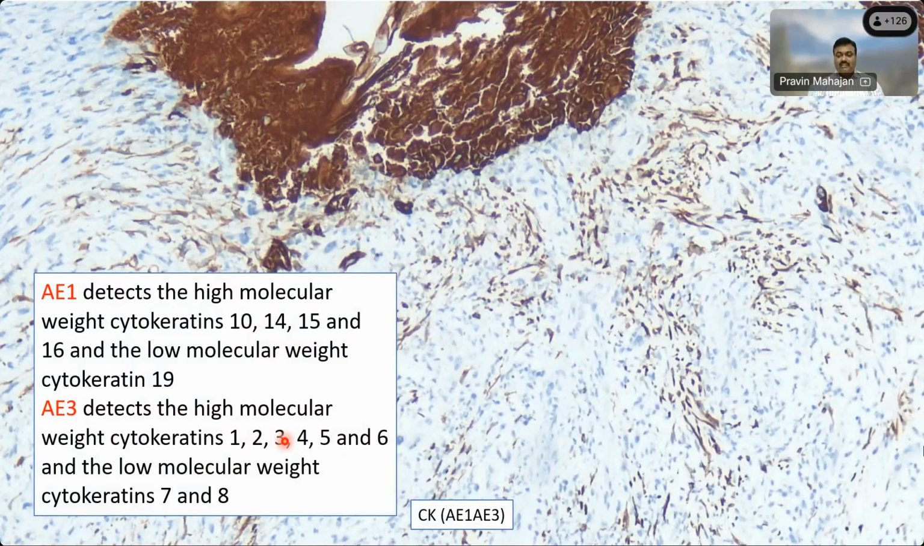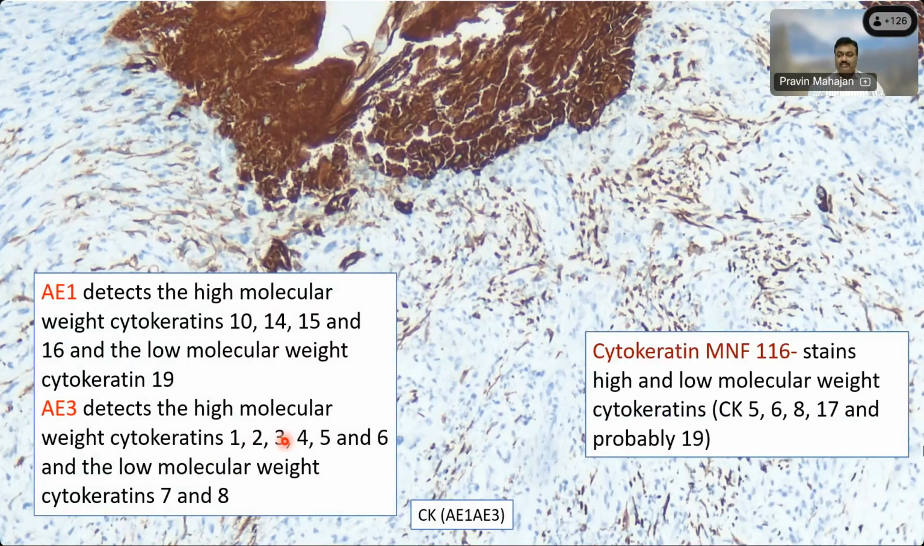As opposed to that, there is another pan cytokeratin used in other labs, which is called cytokeratin MNF116. It also has a cocktail of high and low molecular weight cytokeratins. So high are CK5, 6, 8, 17, and low is 19. But can you see that the MNF116 cytokeratin cocktail antibody covers very few cytokeratins, as opposed to A1, A3. That's why A1, A3 becomes very sensitive.